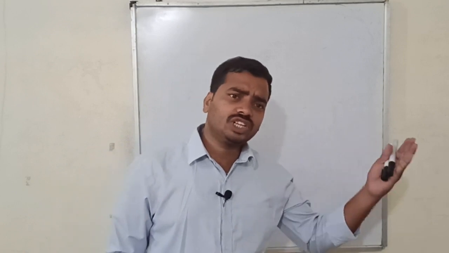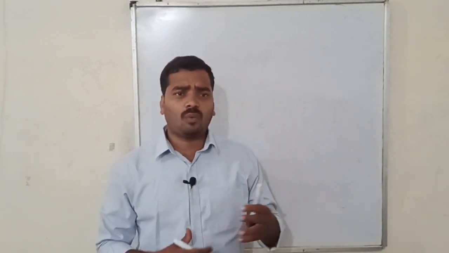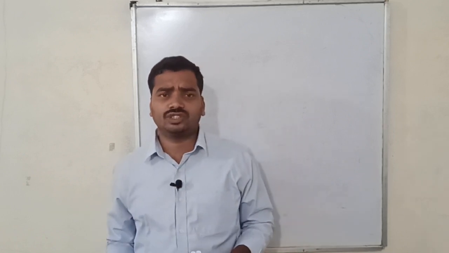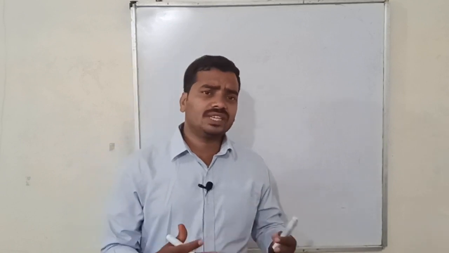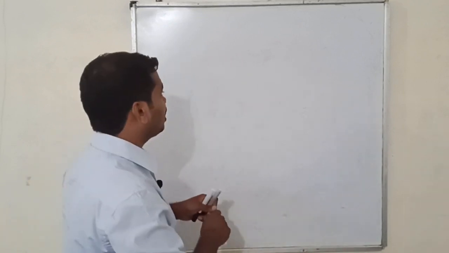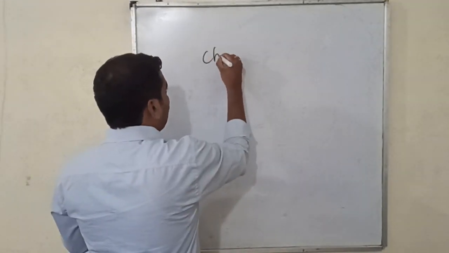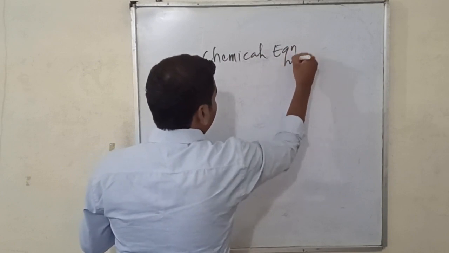So in the previous session we have discussed how the reactions would be, what are the different types of reactions. And now today we shall get into the basics of chemical equations. That is what the chapter says, chemical equations. So what exactly is a chemical equation? We shall try to understand now.